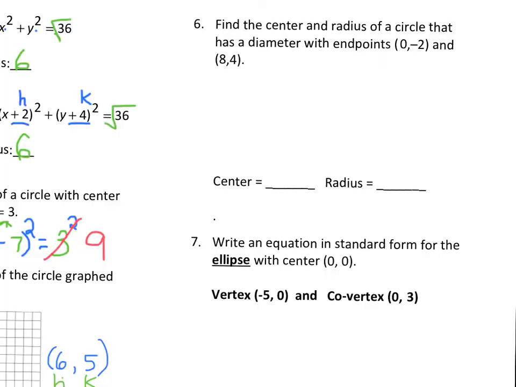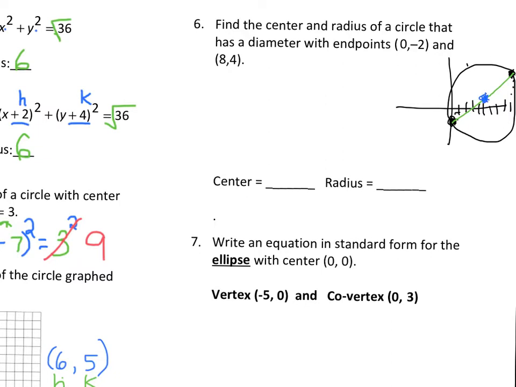Same process in number 6. Let's make a quick sketch of this graph. 0 over 2 down would be about right there. And 8 over and 4 up would be about right there. So those are the endpoints of this circle's diameter. We need to find how far it is for the radius and where the center is.